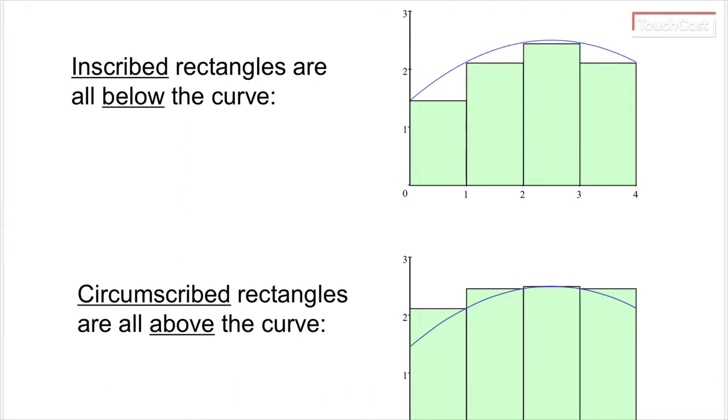They used to show up on the AP test way more, but inscribed rectangles. Inscribed means it's completely inside the curve. So notice that none of those rectangles peeks out over the top of the curve. And here, circumscribed rectangles all overestimate their little chunk of the area. So every one of them has a little overage here, circumscribed. We'll talk more about when your rectangles are inscribed and circumscribed, but just to introduce that language.